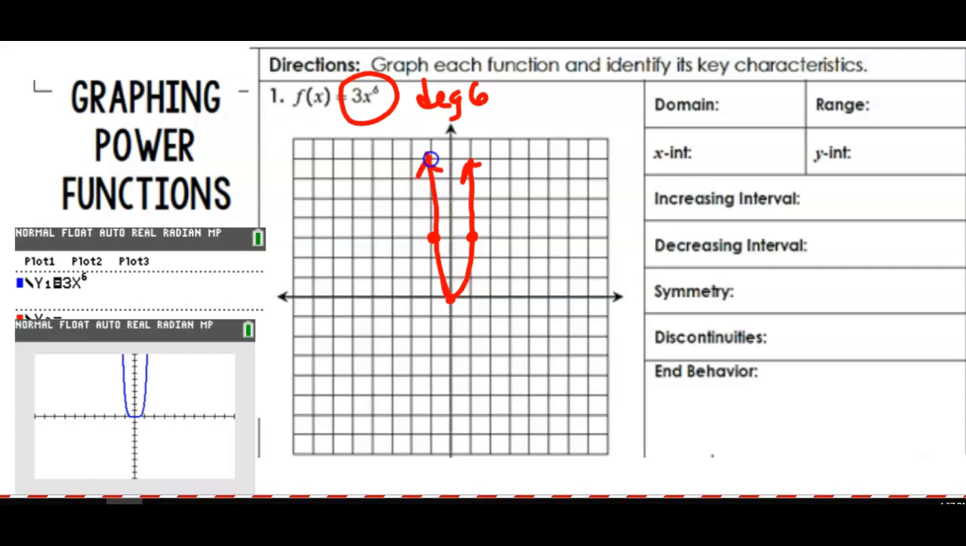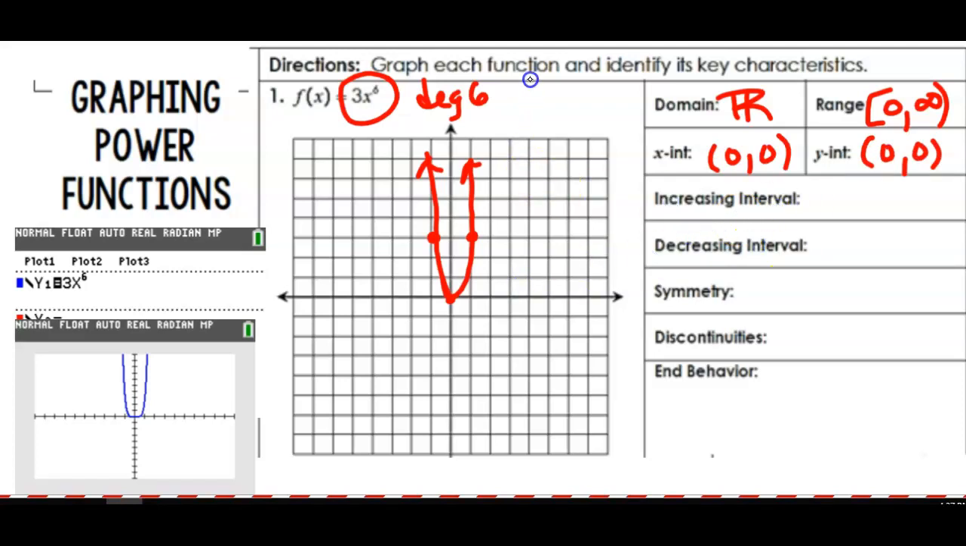It's a little flatter down here. I didn't do a very good job, but all right, so the domain is what can you put in for x, and that can be anything. We could write all real numbers, or we could write negative infinity to infinity. The range, though, is bottom to top, and that is 0 to infinity, and it does touch 0. All right, x-intercept is (0, 0). Y-intercept is (0, 0).